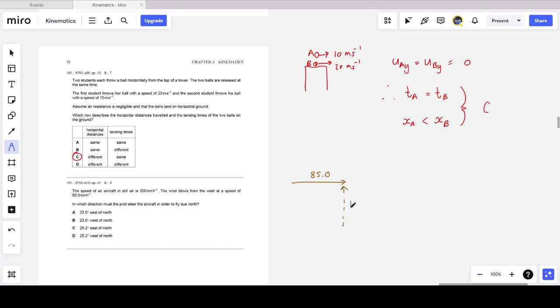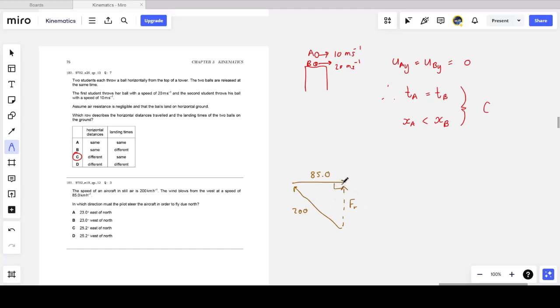So the resultant vector, I'll call it FR, will be pointing north. The plane will eventually be flying north, but the plane must be pointing northwest. The plane will point northwest, but the wind will blow the plane slightly east, and so the plane will eventually move due north. And the speed of the plane is 200 kilometers an hour, so that vector is 200.